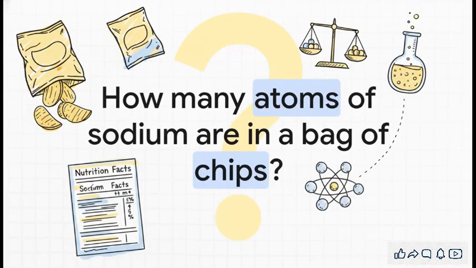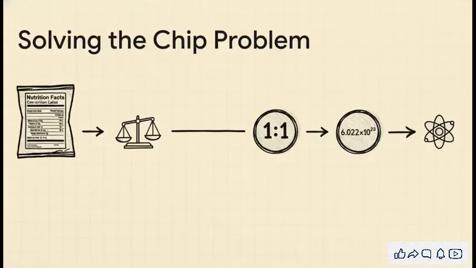So let's get real. How many atoms of sodium are in a bag of chips? Sounds like a crazy question, right? But believe it or not, that little nutrition label on the back gives you everything you need to figure it out. And guess what? It's the exact same path we just talked about. First, you look at the nutrition label and find the mass of sodium chloride, which is just table salt. Then, you convert that mass to moles. You use the mole ratio, which is a simple 1-to-1 for this. And finally, you use Avogadro's number, that giant number, to find the actual number of sodium atoms.